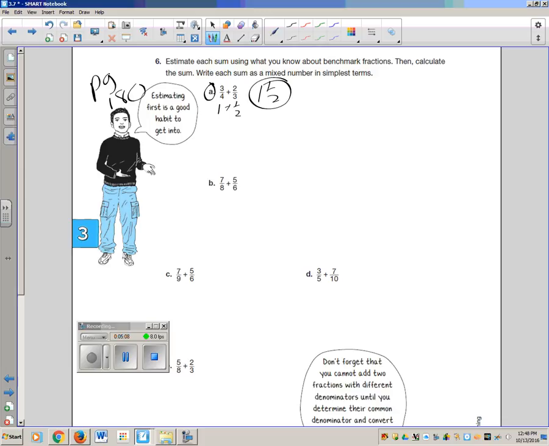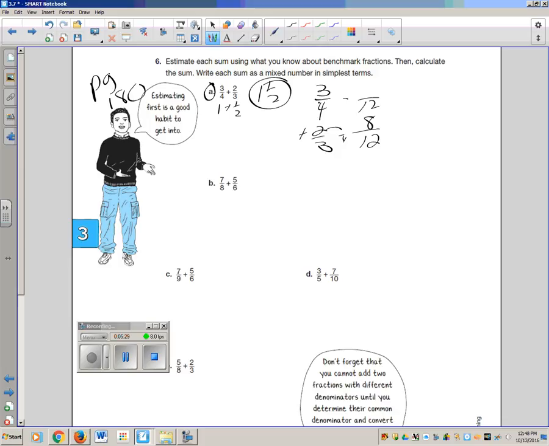Now let's solve it for real. 3/4 plus 2/3. I need a common denominator. The common denominator for 3 and 4 is 12. I'm going to start with my bottom fraction. 3 times 4 is 12. 2 times 4 is 8.